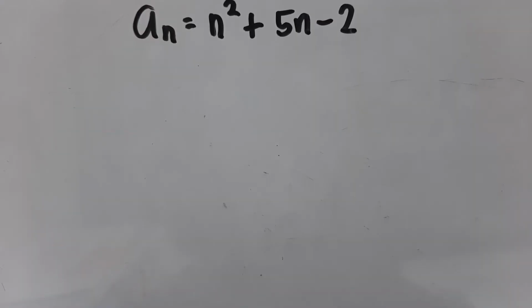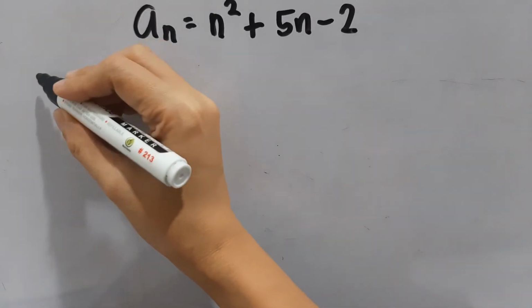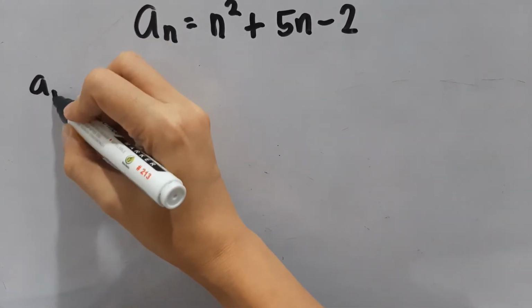Okay, next formula is a sub n equals n squared plus 5n minus 2. So, let us first solve for the first term.